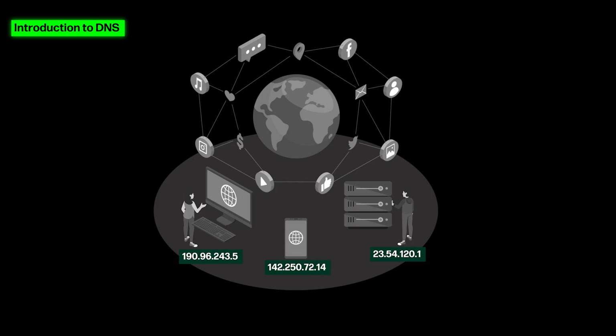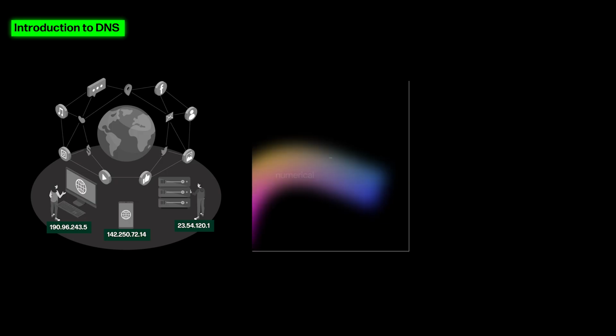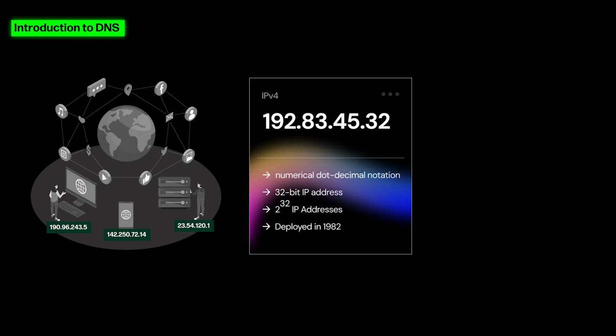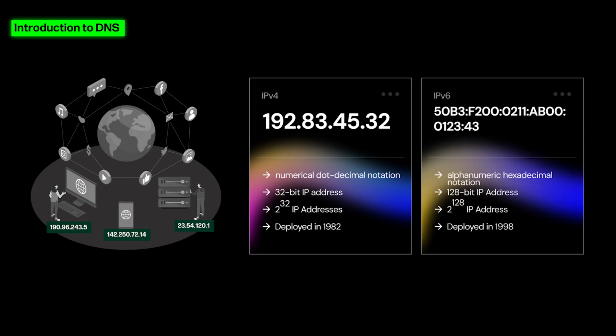These IP addresses come in two forms: IPv4, the older, more widely used version but limited to about 4.3 billion unique addresses, and IPv6, a newer standard designed to overcome the address limitations of IPv4, offering a virtually limitless pool of unique addresses. However, humans aren't great at remembering strings of numbers. That's where DNS comes in.